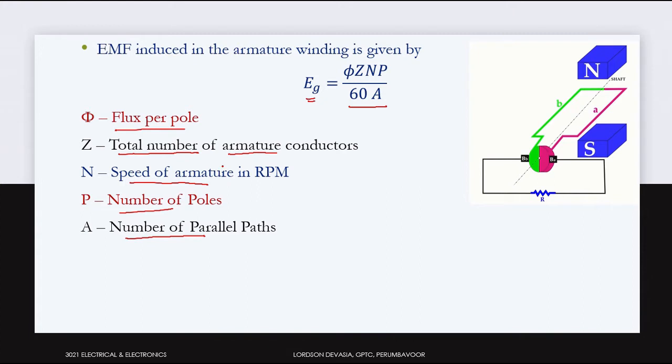That is, these conductors are connected in two ways. One is known as lap winding and the other one is known as wave winding. And in case of a lap winding, the parallel path A is equal to P. In case of wave winding, the number of parallel paths is equal to 2.